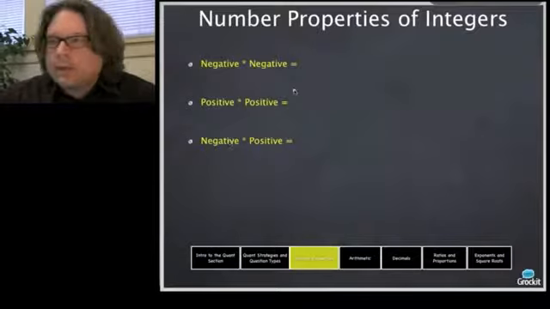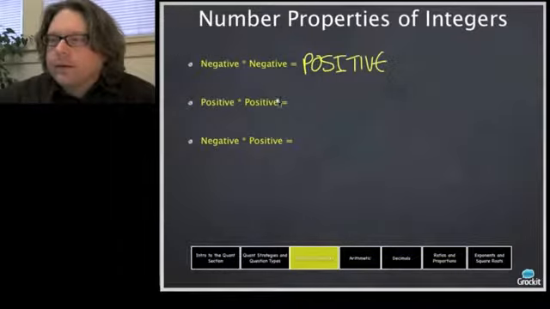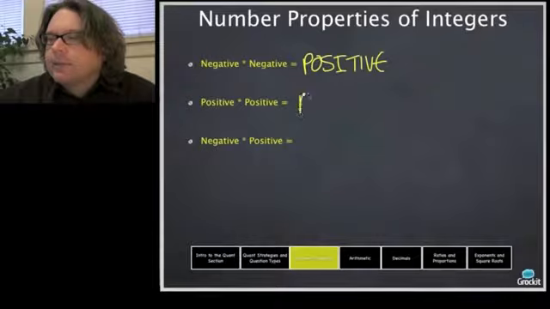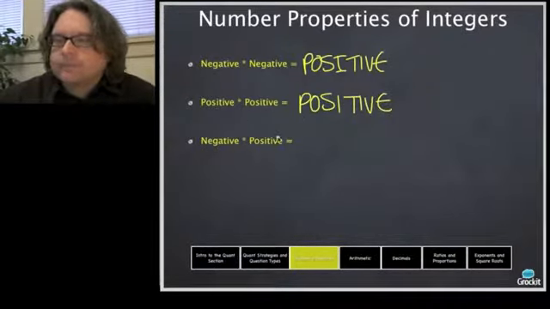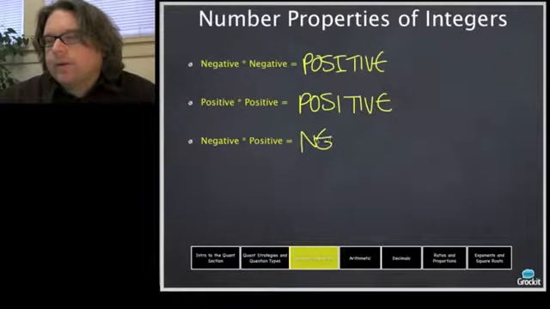Some other number properties to talk about. Negative times negative is always positive. Just remember it always is. Positive times positive is also always positive. It's only when you have a negative times a positive that you end up with a negative number.